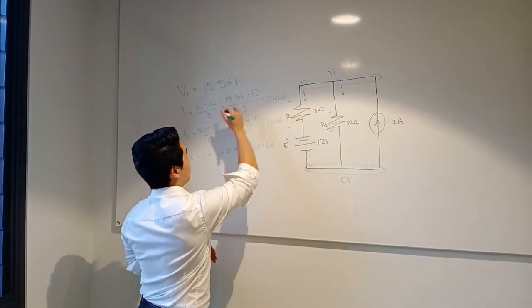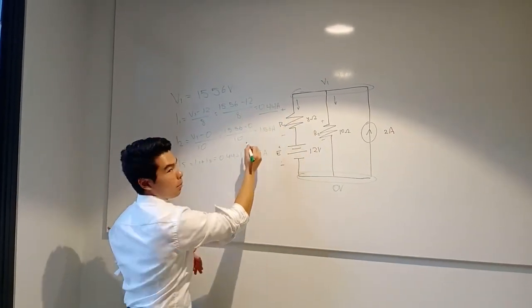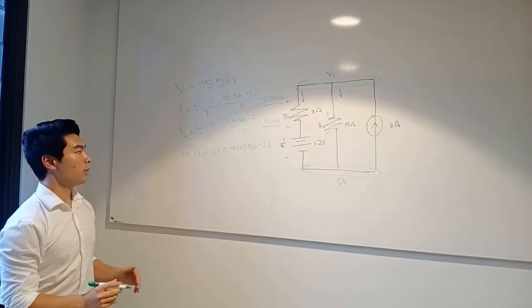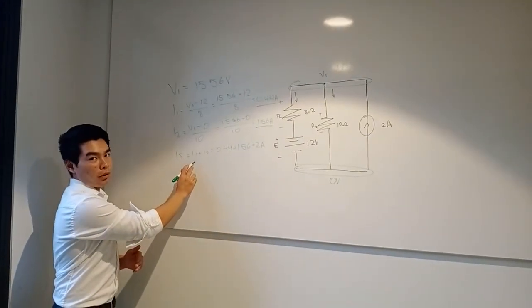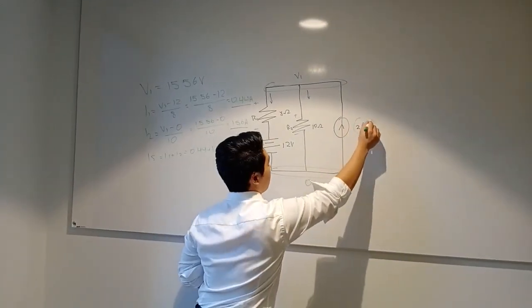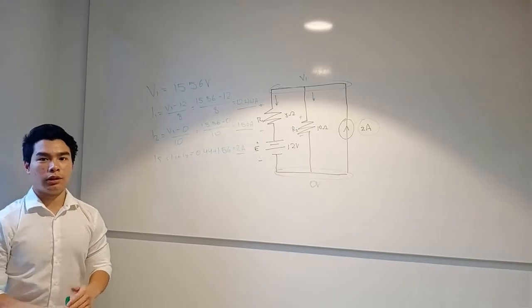If we do so, we substitute them into the equation and obtain a value of 0.44 amps for I1 and 1.56 amps for I2. If we substitute these values to confirm Kirchhoff's current law, we obtain a value of 2A, which is the overall current in the circuit, confirming Kirchhoff's current law.